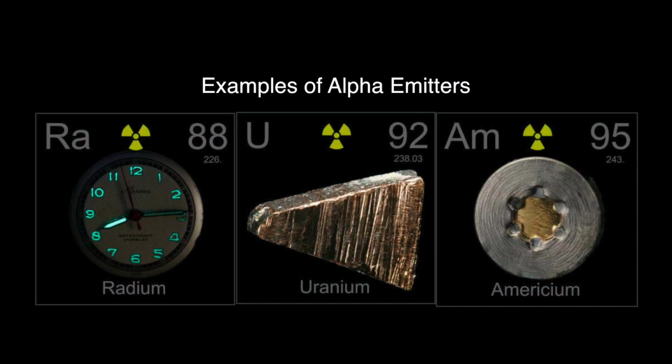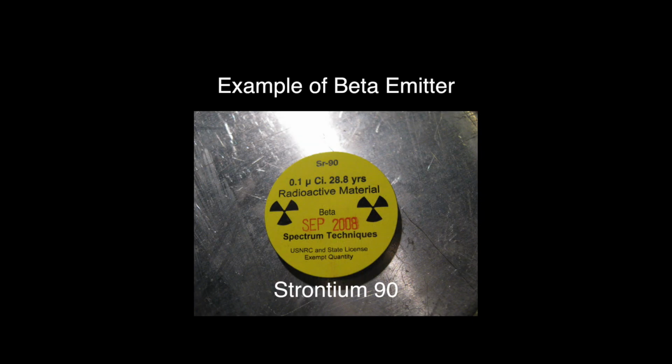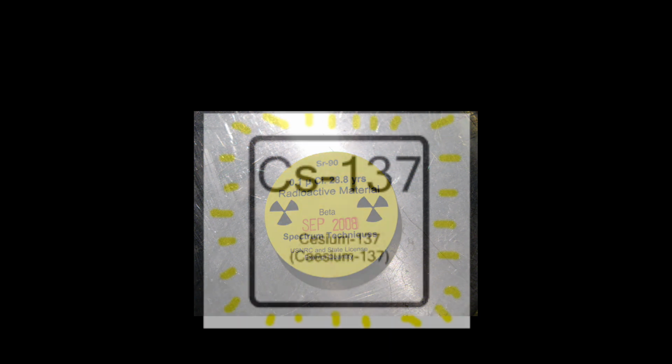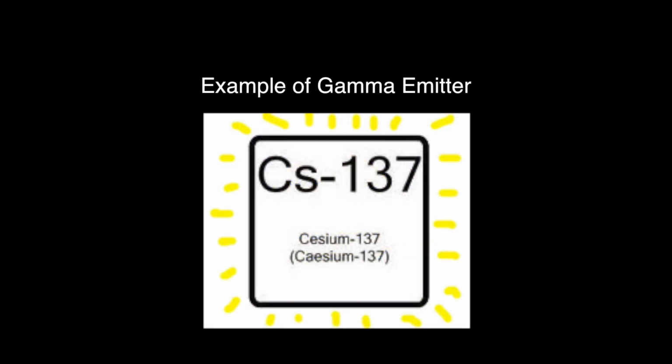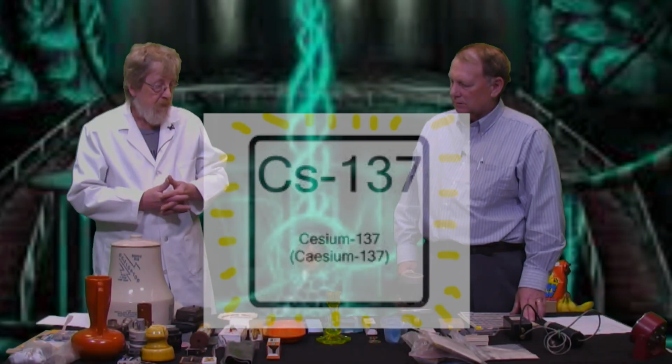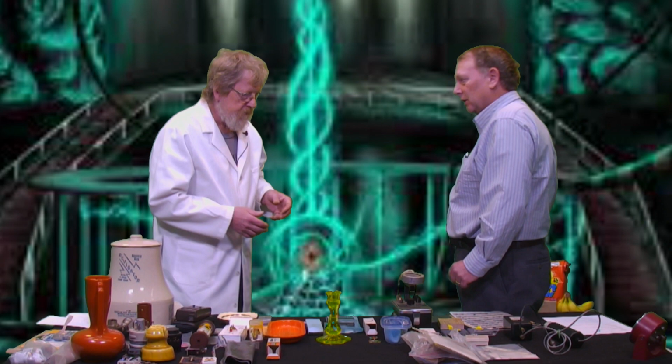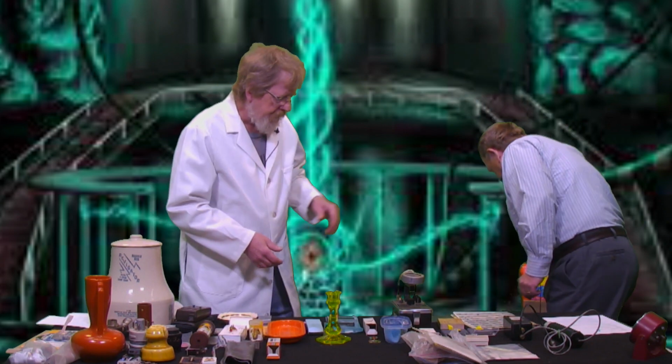I'll give you a couple of examples. Alpha emitters would be radium, uranium and americium. A beta emitter would be strontium-90. And a gamma emitter, cesium-137. All right, so we're going to do a little comparison testing over here to give you an idea of what's doing what. I'm going to put on some gloves.